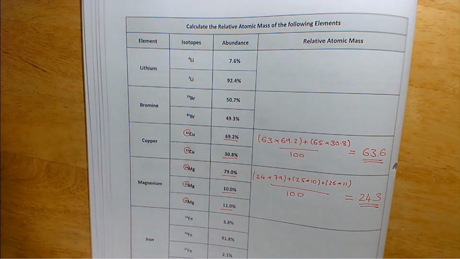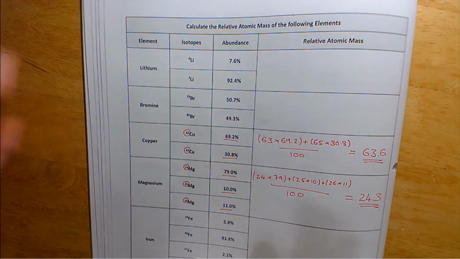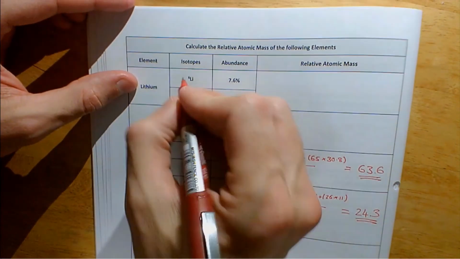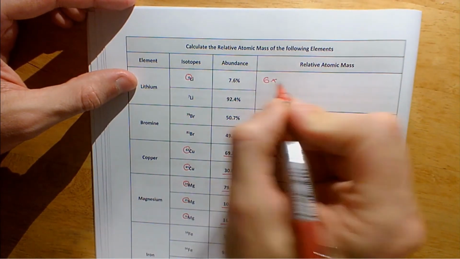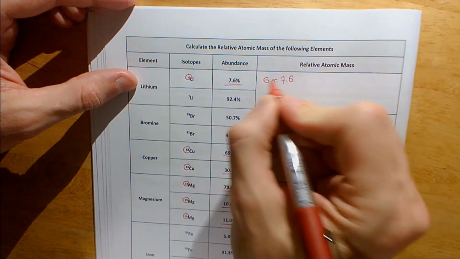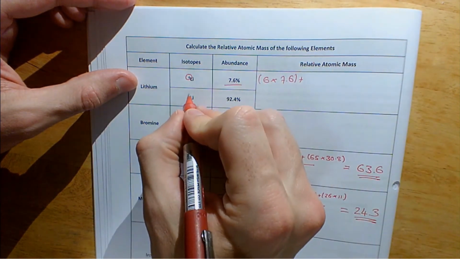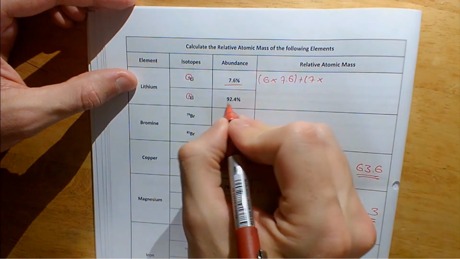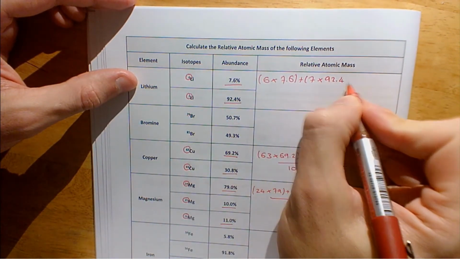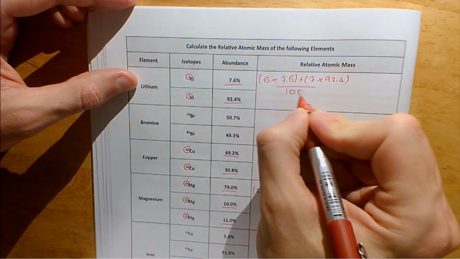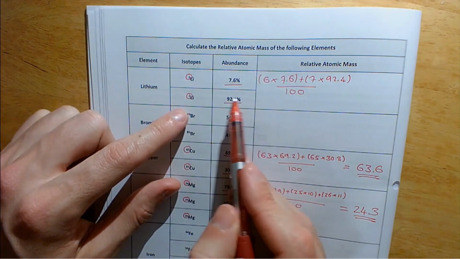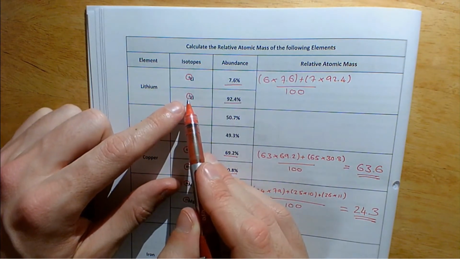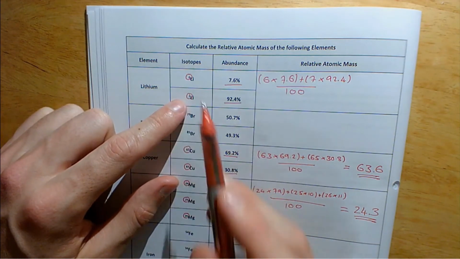So I'm just going to go through the answers quickly, and again, mark your own work, self-assess, and make any corrections you need to in green. So for the lithium, we've got the relative mass of the first isotope is 6, and its abundance is 7.6, plus 7 times 92.4 over 100. And again, I can see my answer has to be between 6 and 7. There's a significantly higher proportion of lithium 7, so my answer is going to be much, much closer to 7 than it is 6.